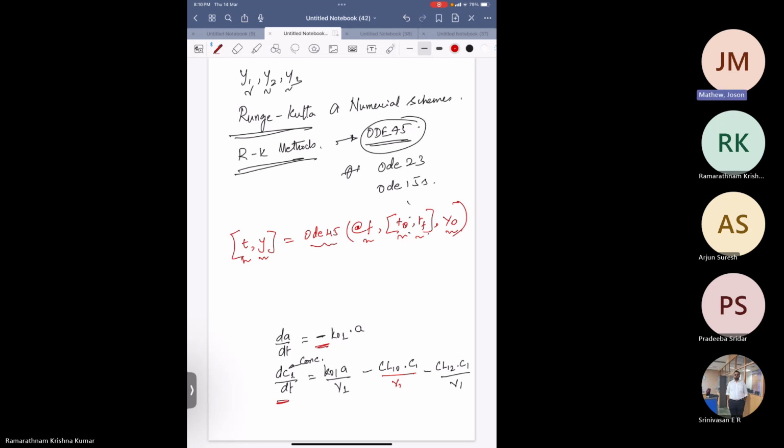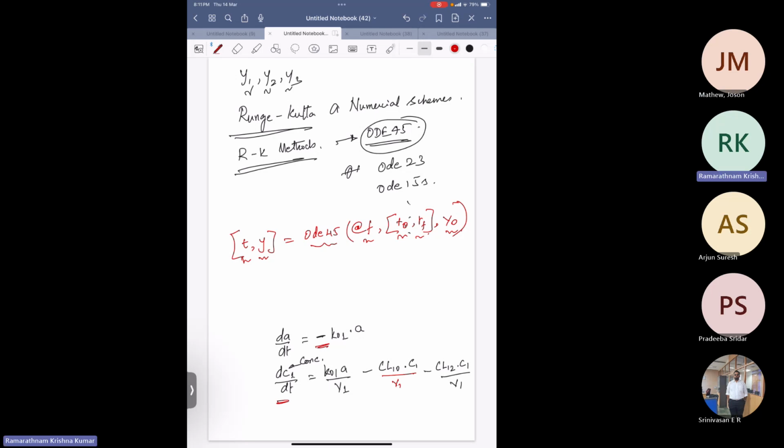So T naught, TF means the function at time 0 and the function at time t. Is it like that? T0 means how much time, say from 0 to 50 hours or whatever it is. So T is time only. Both of them are time. Y0 is the function part. Okay, got it. So that is this one.